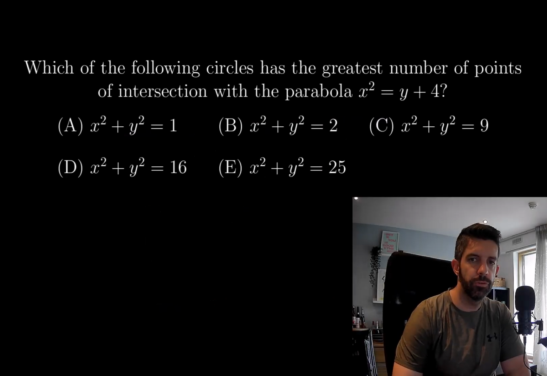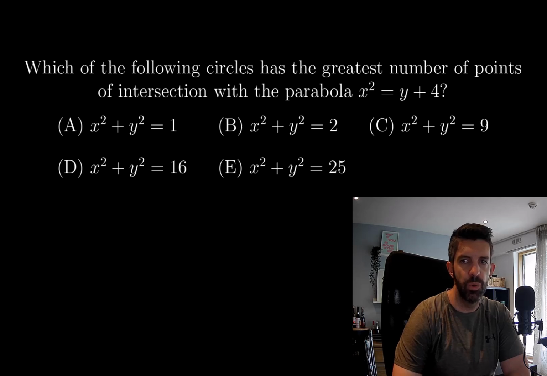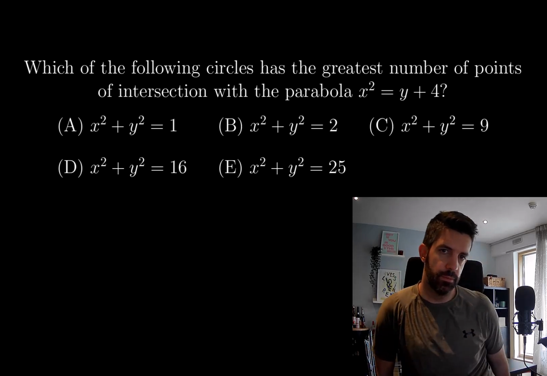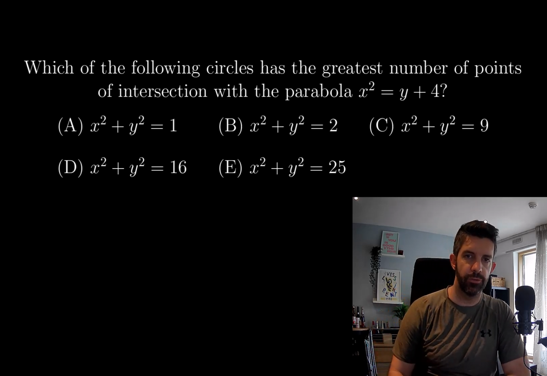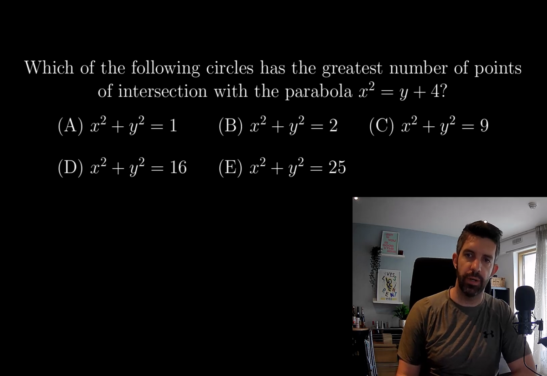Which of the following circles has the greatest number of points of intersection with the parabola x squared is equal to y plus 4? And we're given all the circles are centered at 0. They just have a radius of 1, root 2, 3, 4, and 5.